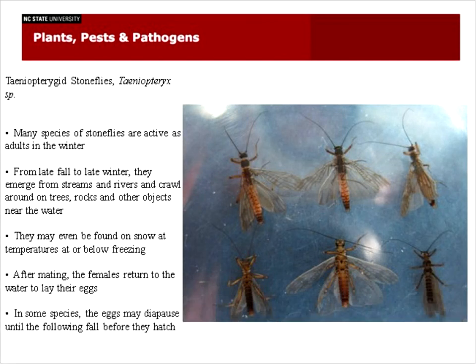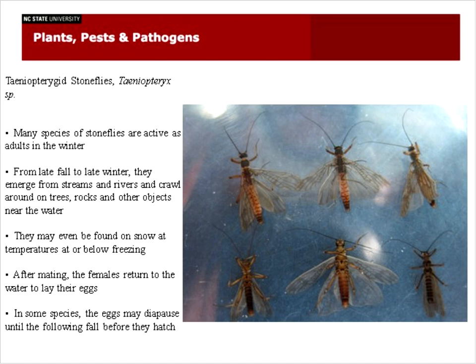One last example of insects that are active in the winter: there are several families of stoneflies, which include species that are active in the winter here. They emerge starting in November or December here in North Carolina, and they'll continue through February into March. They're along rivers and streams.